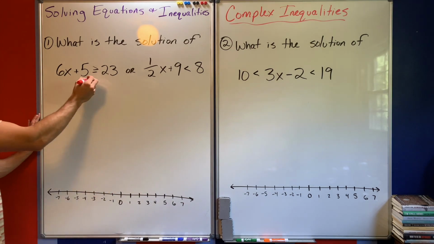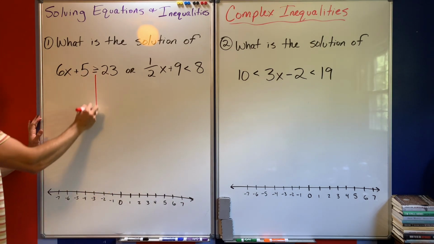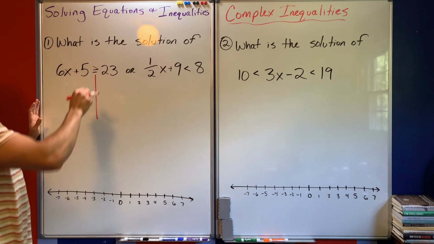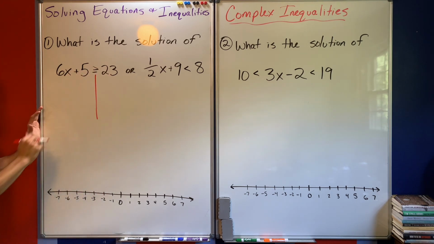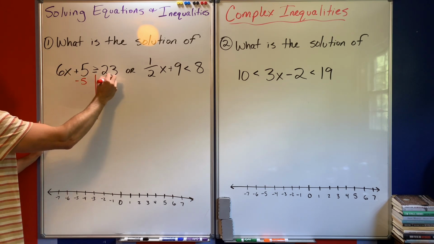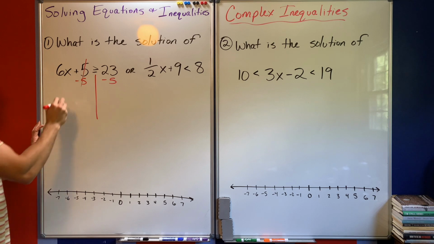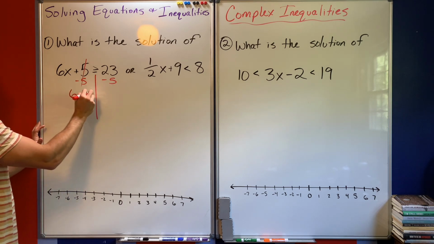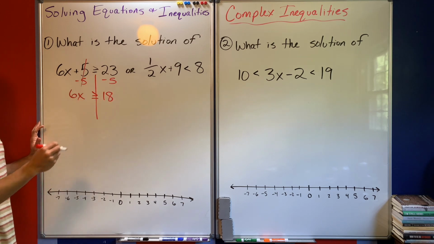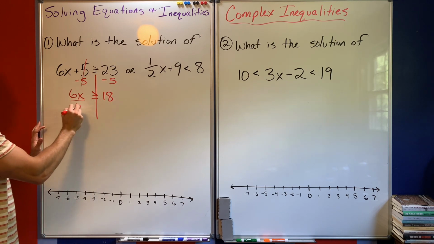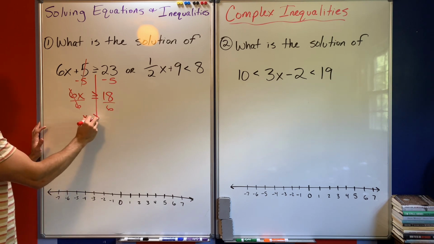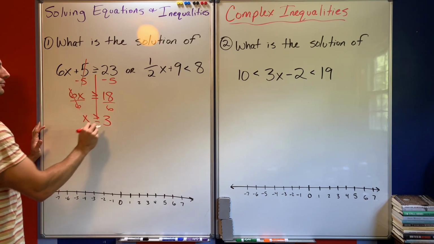So this first one, 6x plus 5 is greater than or equal to 23. And again, I don't have to split this and flip around my inequality because this is not absolute value. So to isolate the x, I would minus 5 from both sides. And I would do 6x is greater than or equal to 18. Okay. And then I would divide by the 6 as my last step. And I would get x is greater than or equal to 3.